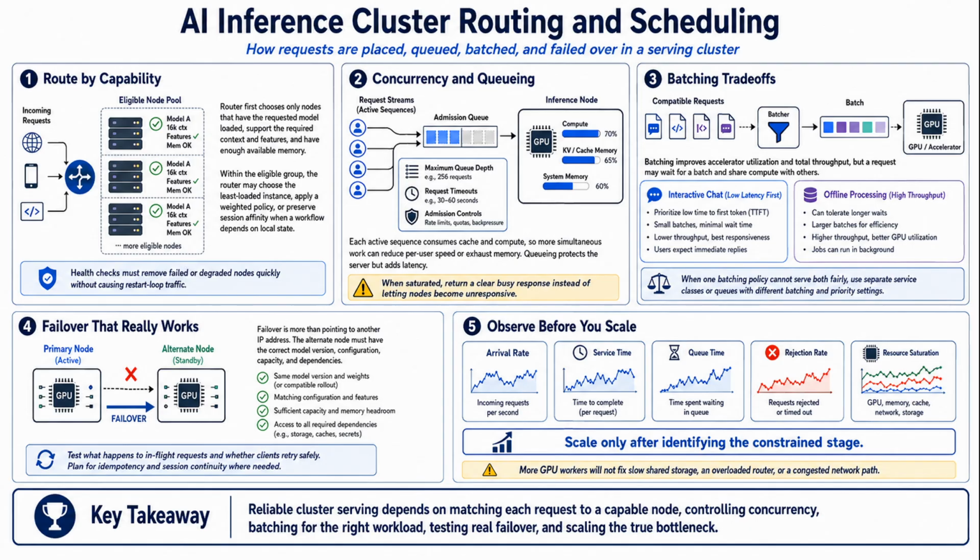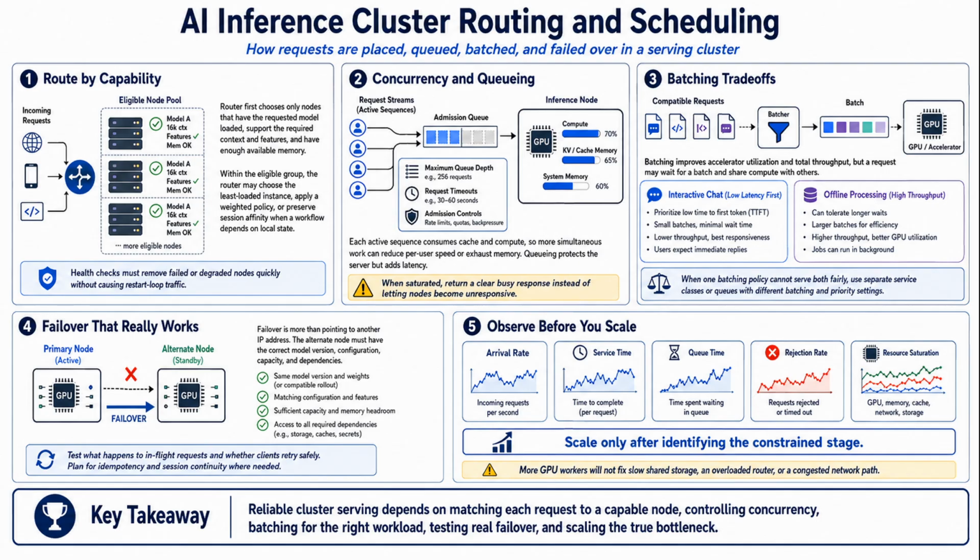Batching groups compatible work to improve accelerator utilization and total throughput. The trade-off is that a request may wait for a batch and share compute with others. Interactive chat usually prioritizes low time to first token, while offline processing may accept delay in exchange for higher throughput. Separate service classes or queues when one policy cannot serve both workloads fairly.